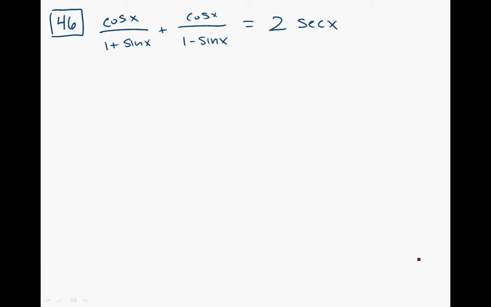Red sounds good. Okay, so here is a problem that's a little bit complicated. I got two fractions that we're adding up, and it's going to equal something pretty simple. All right, so if I'm going to add fractions, I need a common denominator. So what I'm going to do is multiply this denominator by 1 minus sine x, and I'm going to multiply this denominator by 1 plus sine x. That way we'll have the same denominator.